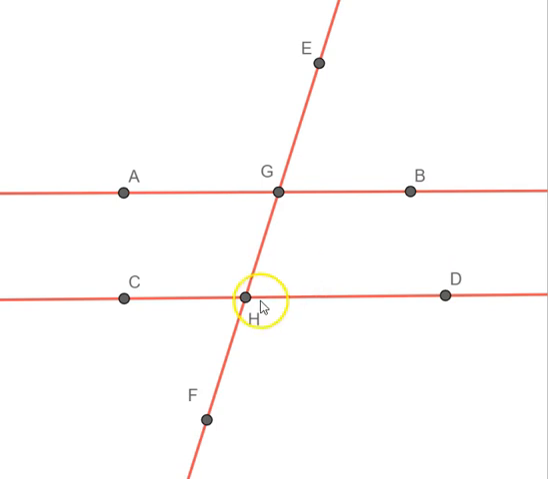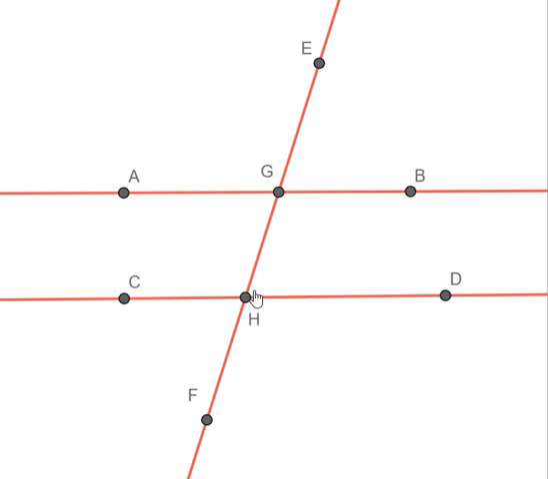Now the second part, we have to prove that angle BGE is equal to DHG. Angle BGE, that is corresponding angles. Angle BGE is equal to AGH, vertically opposite angles. AGH is equal to DHG. Just now we proved this. Okay, since these two are equal, we can do the substitution. So we end up with angle BGE is equal to DHG.